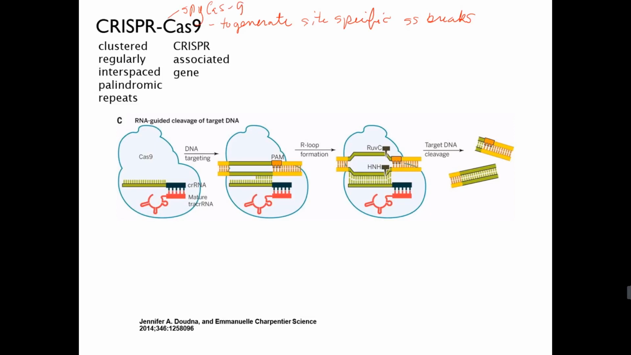The native system has three components. So you have a polypeptide called Cas9 and two RNA species. The first RNA species is called CRISPR RNA, or crRNA. And the second is transactivating CRISPR RNA, or the tracrRNA.